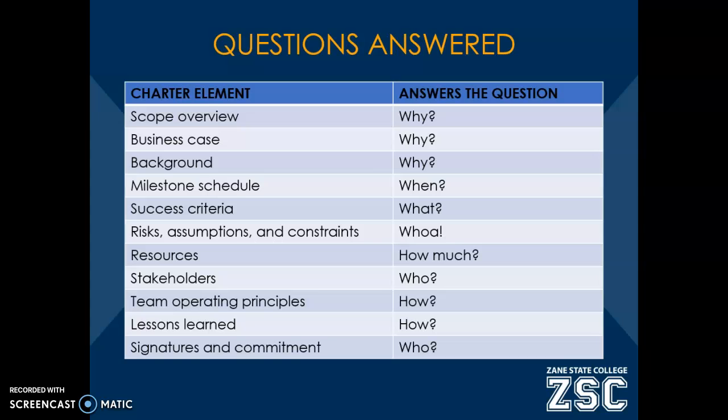Who are the stakeholders? Who does this project affect? How are we going to go about doing this project? What are the team operating principles? How can we apply lessons that we've learned in the past? And who is committed to this project? Who is signing on the dotted line?